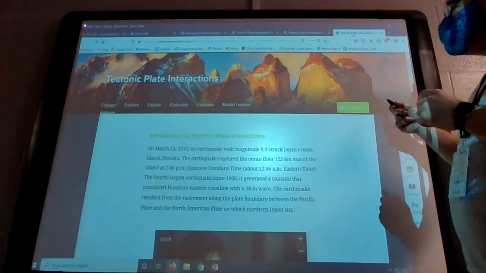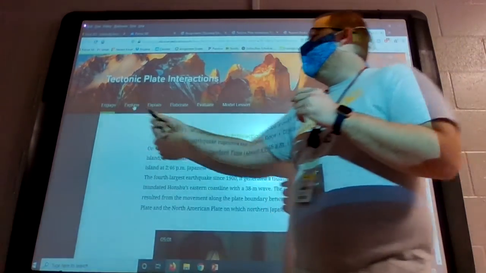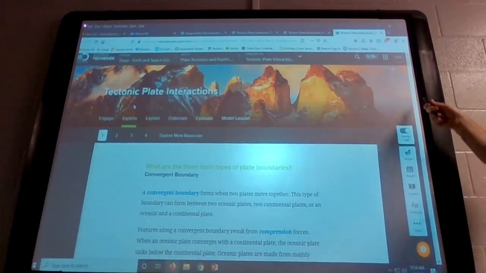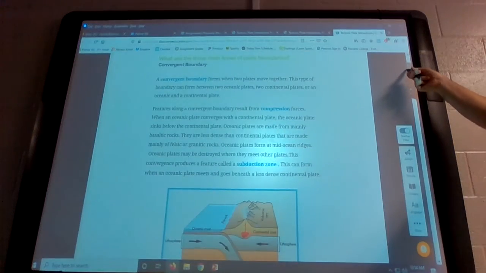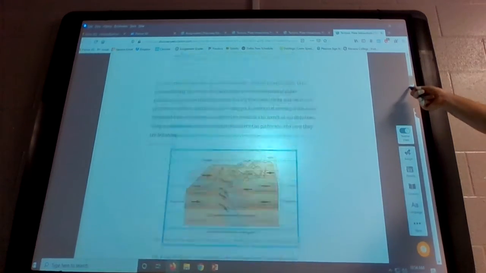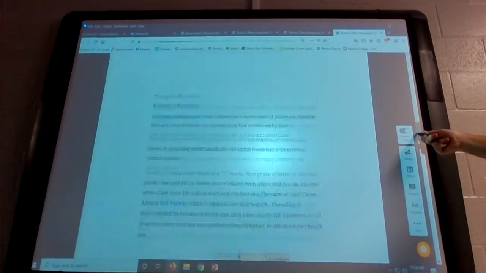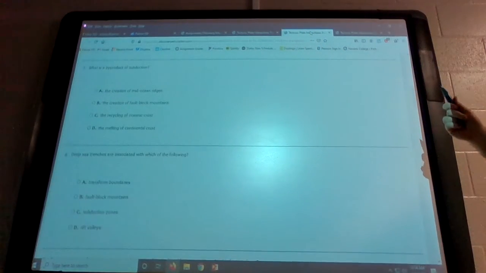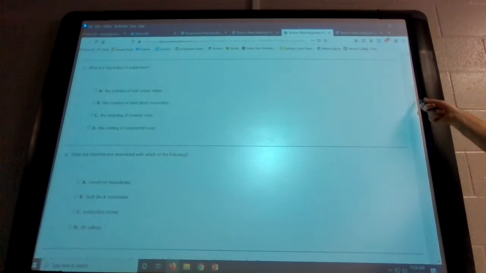There are several pages, so if you go to Explore, I think we have 4 pages here that you can look through. But for the most part, I think we're mostly going to be on the first page or the second page. So they talk a little bit about convergent boundaries, and then they go to divergent boundaries. So not too bad. Deep sea trenches are associated with which of the following?